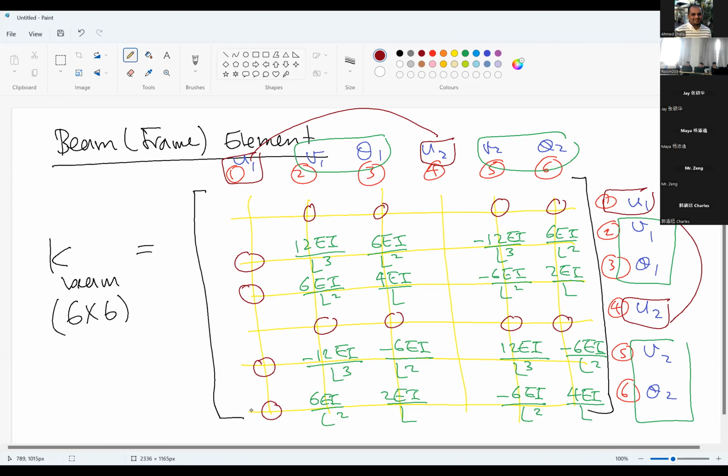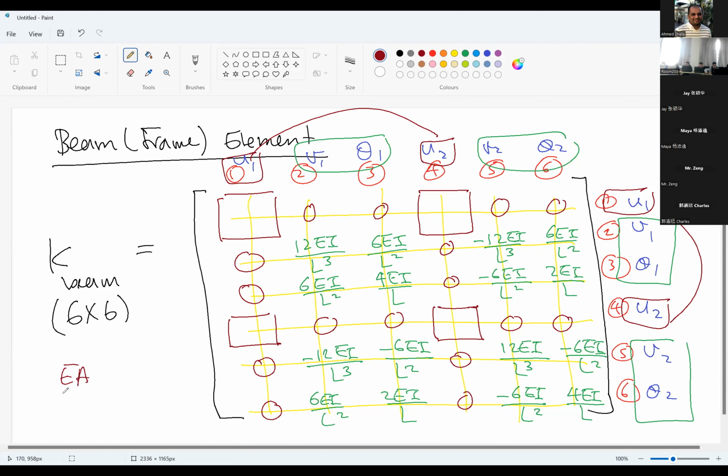So how many values do we need to add? 1, 2, 3, 4. Here as well, this is 0, 0, 0, 0. Okay, how much are the values here? The values here are the axial stiffness from the truss element. This is the axial stiffness effect.